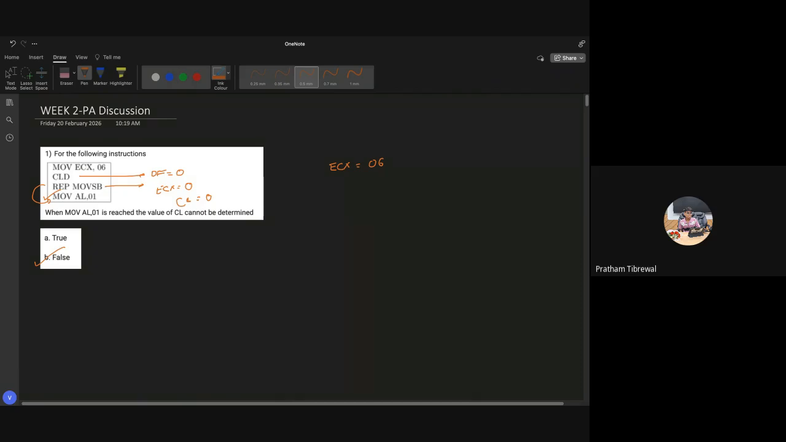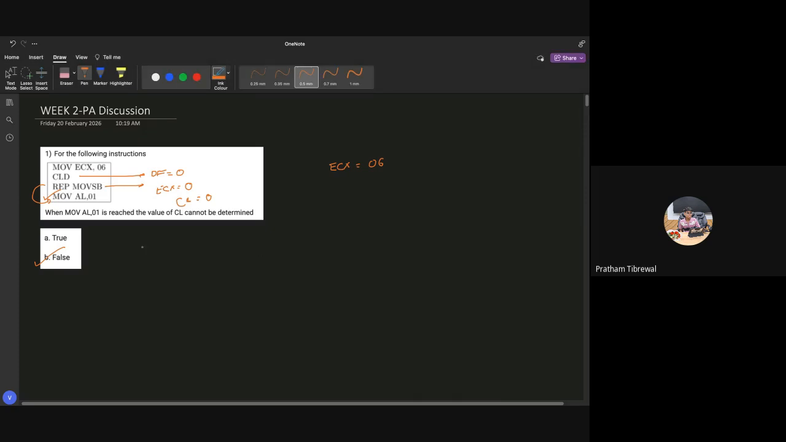What does CLD do? CLD will set the direction flag to 0. This doesn't make sense here, but if you are doing a question where you're comparing with some number, we'll see that type of question moving forward. So you'll get to know what exactly we do.